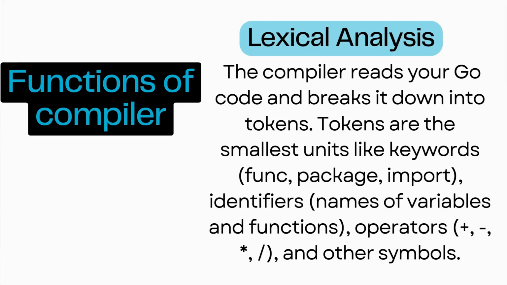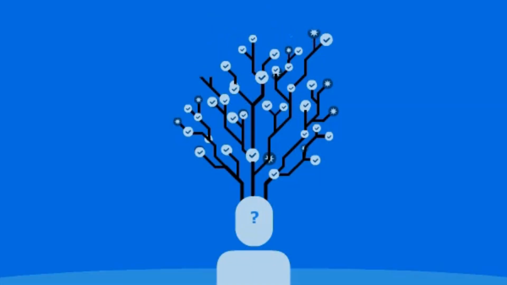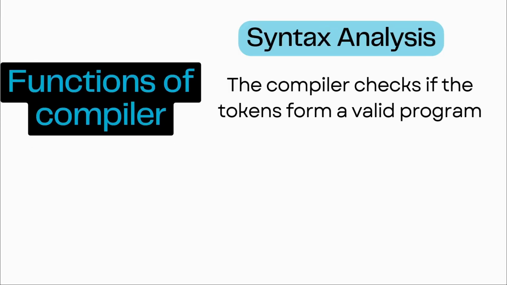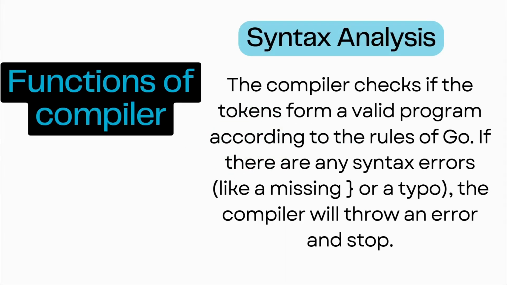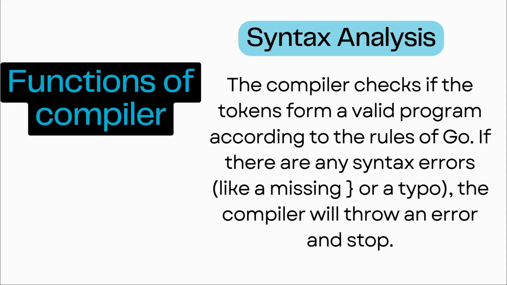Next, the tokens are organized into a syntax tree that represents the grammatical structure of the code. This helps the compiler understand the logical flow of the program. It also checks your syntax. It performs syntax analysis: the compiler checks if the tokens form a valid program and whether they align with the rules of Go. If there are any syntax errors, for example if you forgot to add a curly brace at the end, or you have a typo, these errors will be detected by the compiler at an early stage. The compiler will immediately throw an error and stop the compilation process. So the second function of the compiler is syntax analysis.